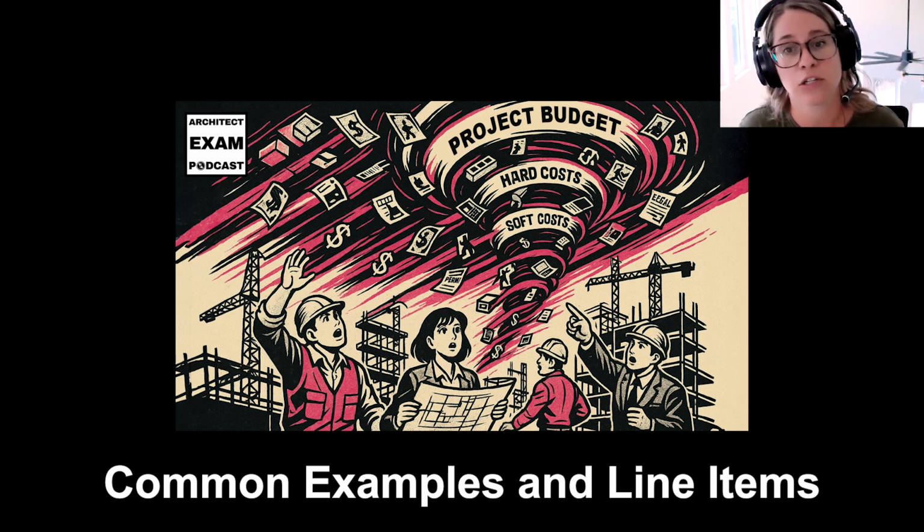Project management costs, including the owner's representative fees, including construction management services and administrative costs for coordinating and overseeing a project. All those project management services are considered a soft cost as well.